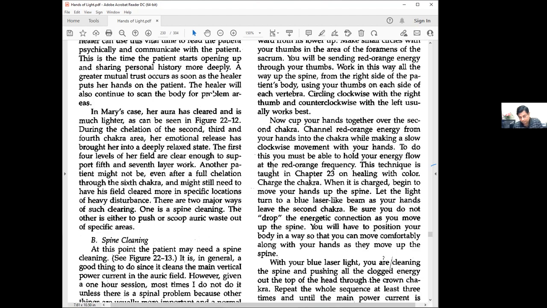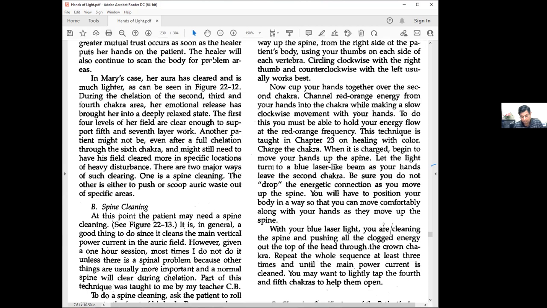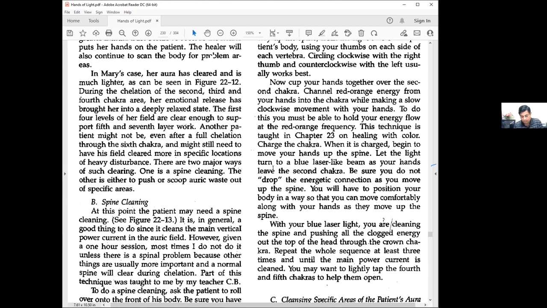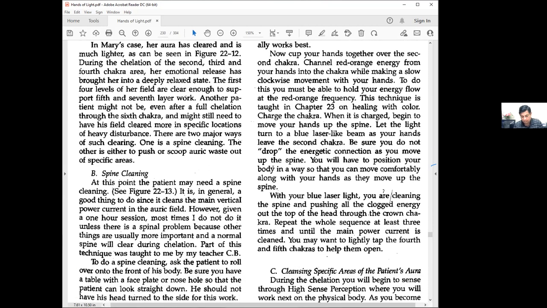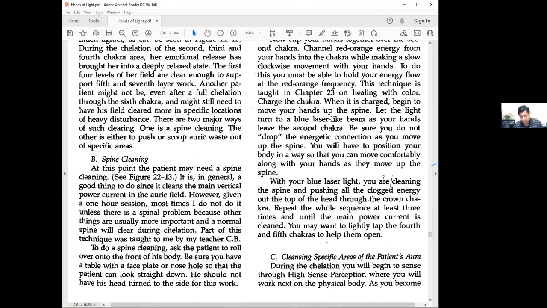Be sure you do not drop the energetic connection as you move up the spine. You will have to position your body in a way so that you can move comfortably along with your hands as they move up the spine. With your blue laser light, you are cleaning the spine and pushing all the clogged energy out the top of the head through the crown chakra.